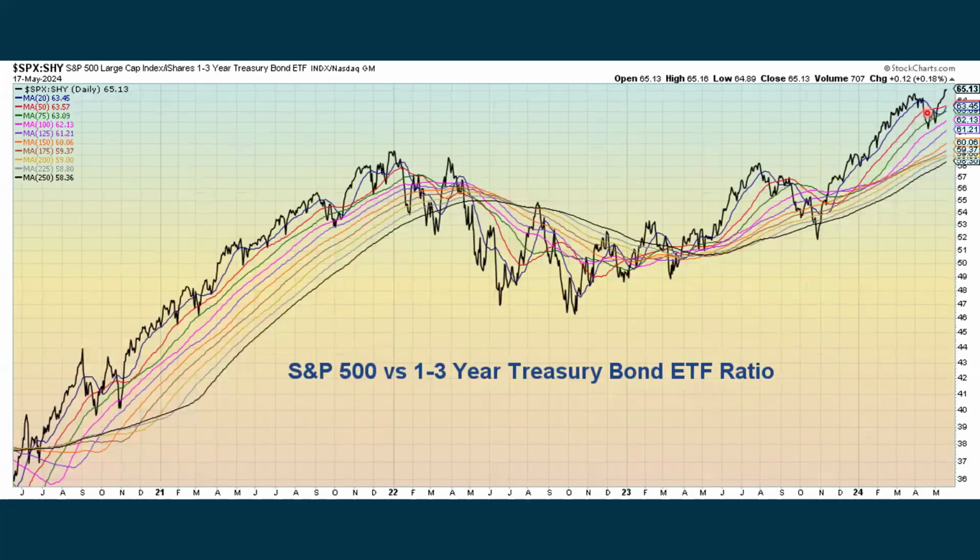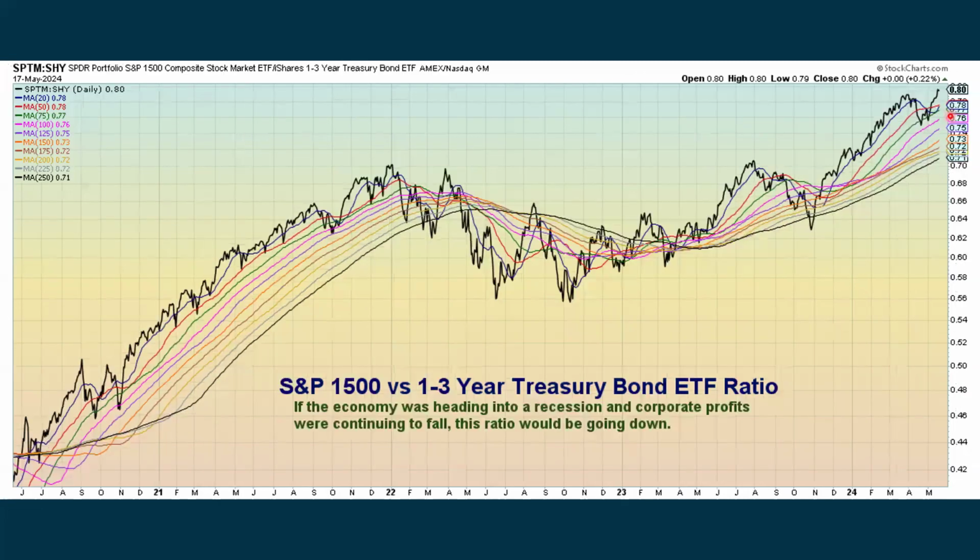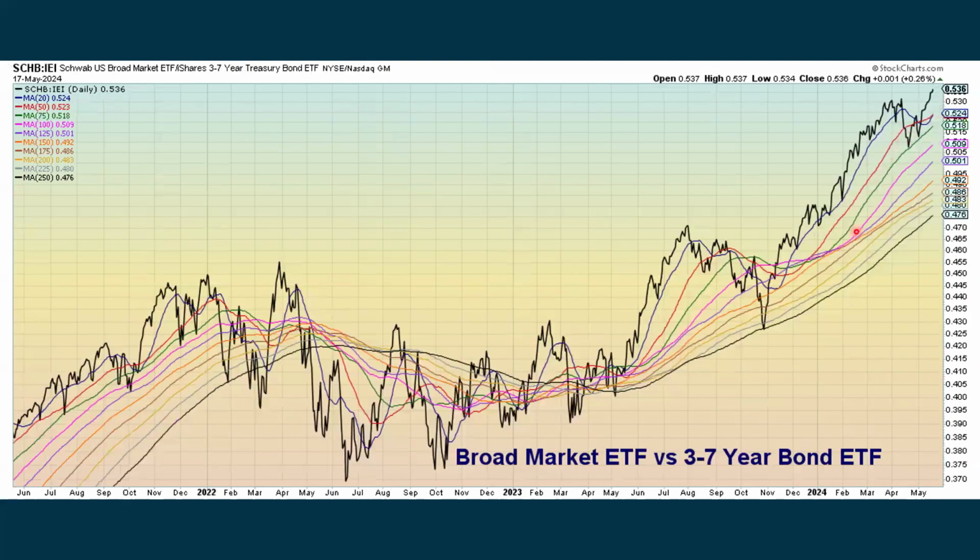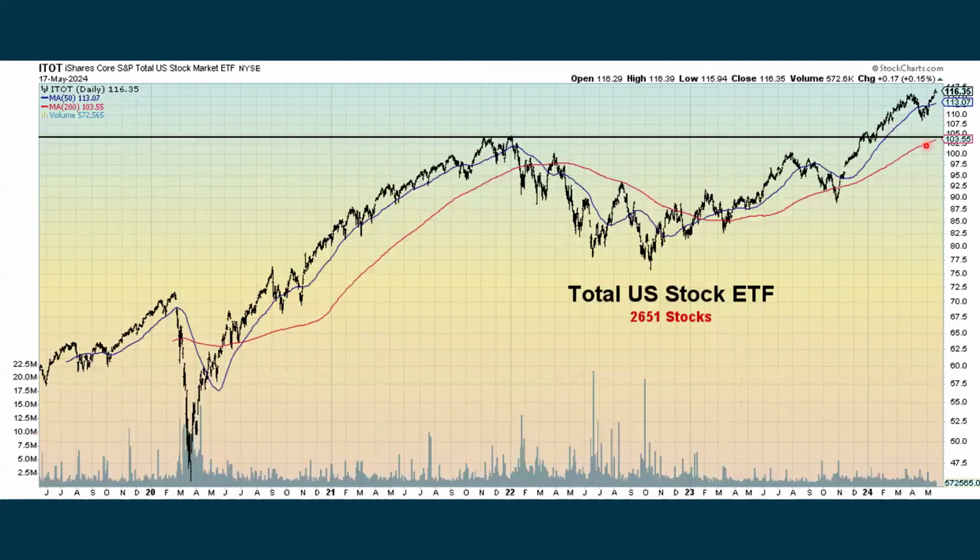higher these days. We look at the S&P and compare it with shorter term bonds. When this is going up outside of the rainbow, that means stocks are outperforming, and that's more positive for the stock market. We look at the S&P 1500 and compare it with shorter term bonds, showing that on a broad market basis, stocks are also outperforming. Another broad market measure compared with 3 to 7 year bonds shows that stocks are outperforming. And this is a total US stock ETF made up of 2,651 stocks. It's setting all-time highs, just showing that there's more broad market participation.